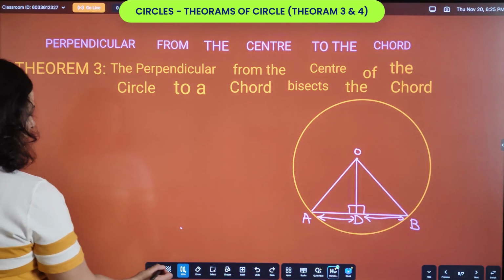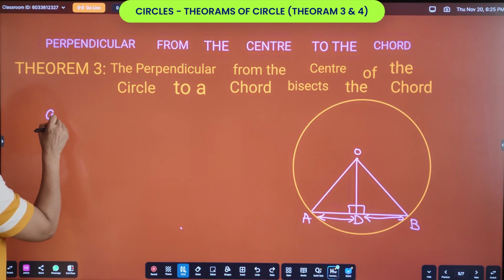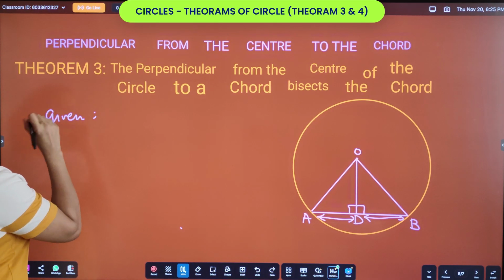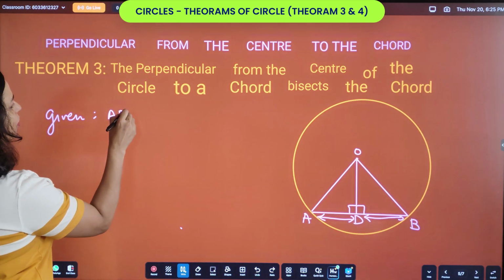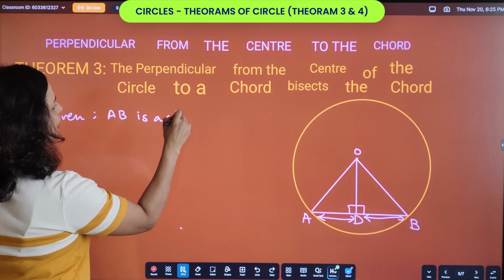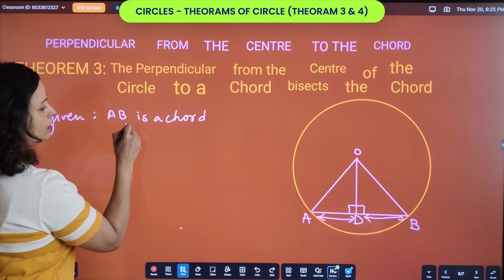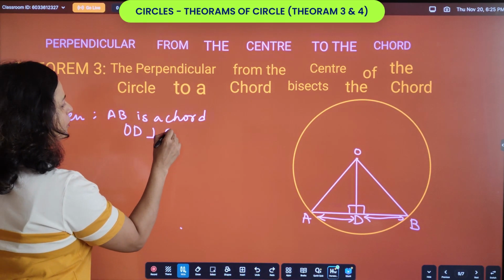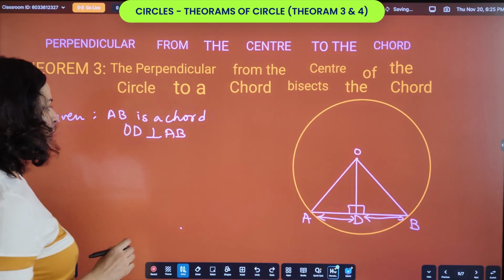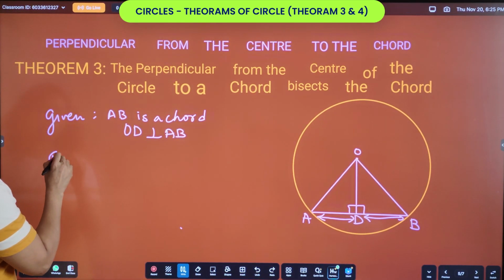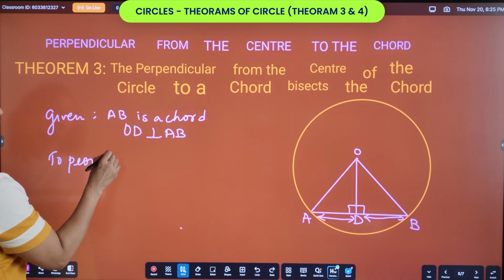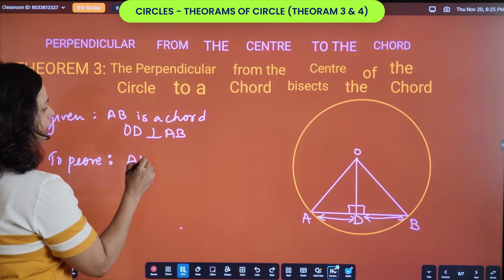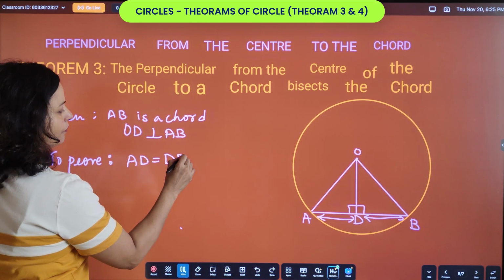So how do we go about it? First, always write what is given. Given: AB is a chord, and OD is perpendicular to AB. These are the two things given to you. And what you need to prove is that AD is equal to DB.